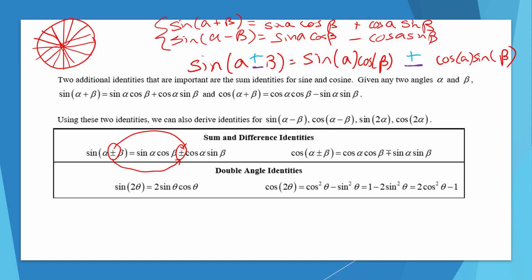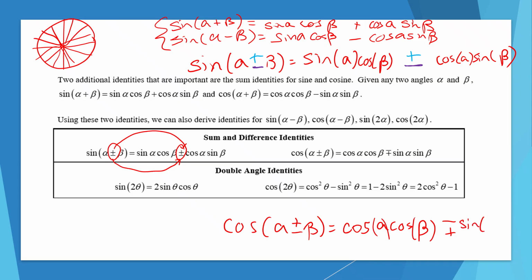Cosine is very similar. If you have cosine of A plus or minus B, it equals cosine of one times cosine of the other, so cosine of A times cosine of B, and then the signs are flipped. So if you're adding the two angles, you subtract these two terms of sine of A times sine of B. I'm just going to rewrite it over there, right? So that's going to be our cosine equation.